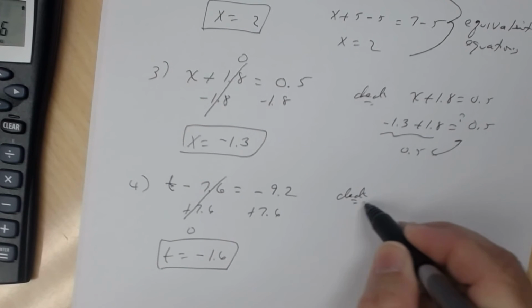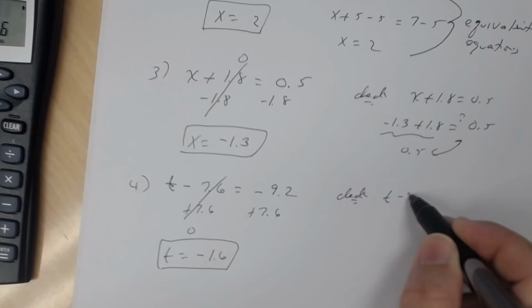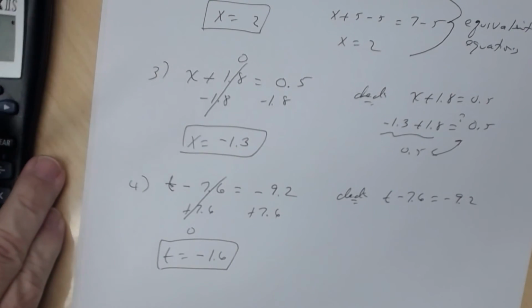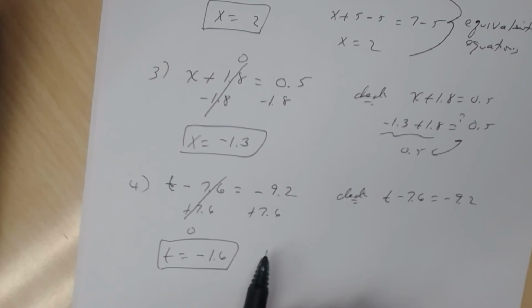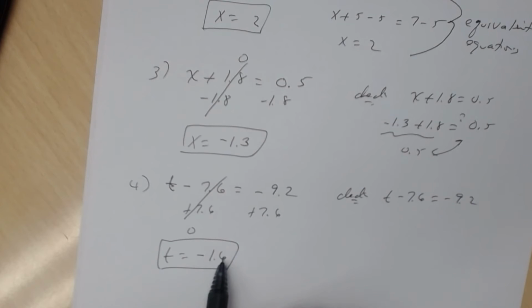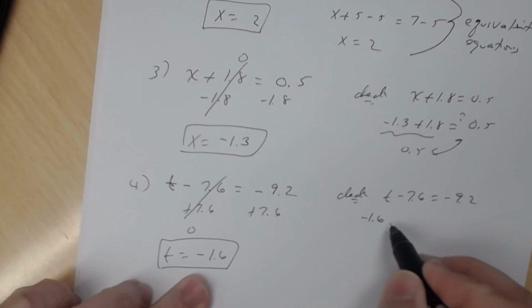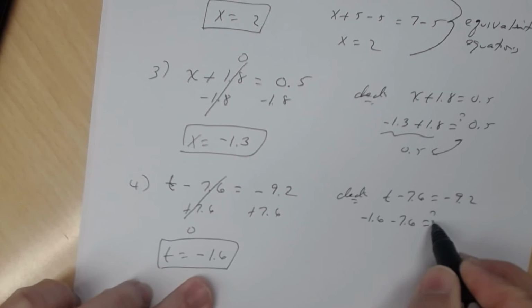Okay, on a test you will not have time to check, but you can on a worksheet because you do have time for that. So let's check. So in place of t, I'm going to substitute negative 1.6. Remember, you're asking, is this a solution? That's from a previous lesson where we see the variable t, you substitute negative 1.6. And so let's see what that equals.